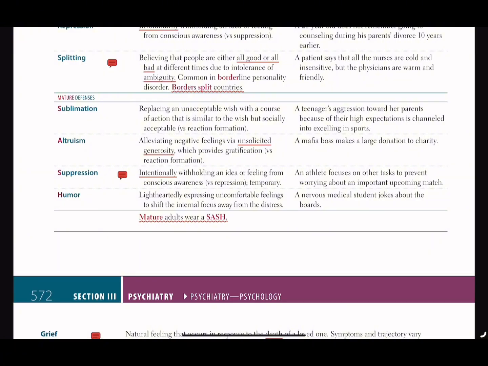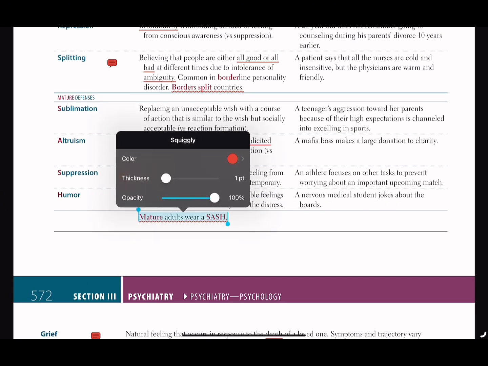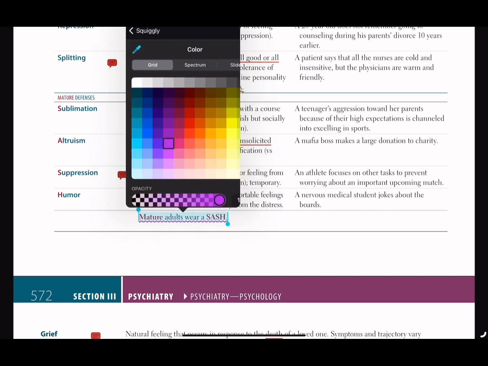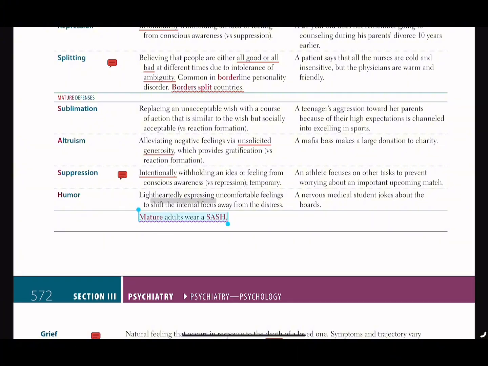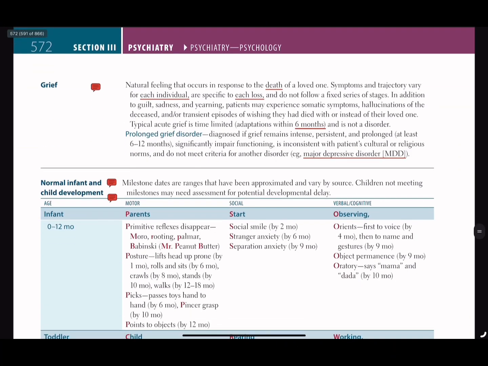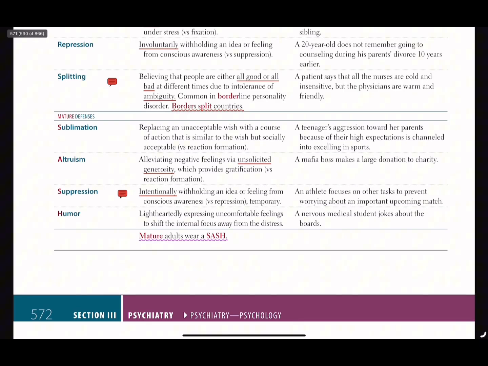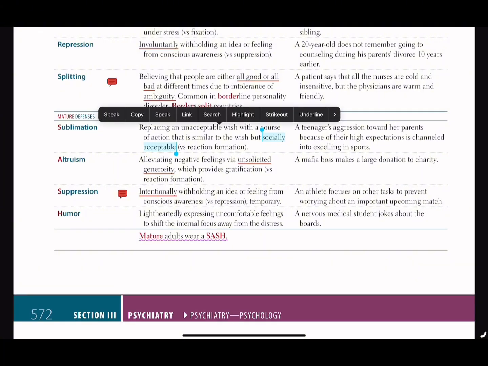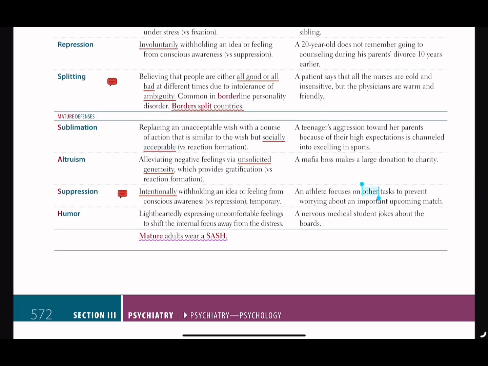And the mnemonic for the mature defenses is: mature adults wear SASH. Let's go through SASH for sublimation, altruism, suppression, humor. Sublimation is doing other things that are socially acceptable. Altruism is the generosity. Suppression is focusing on other tasks to prevent worrying.